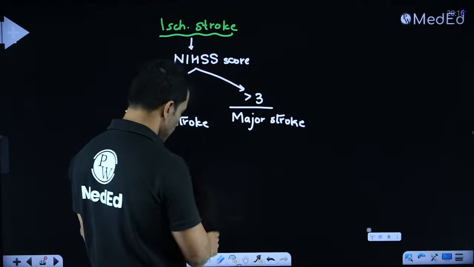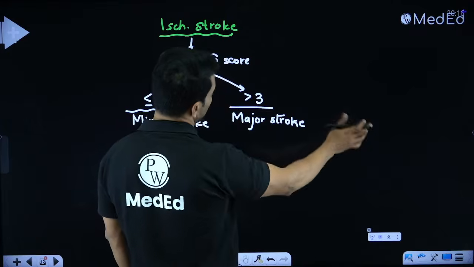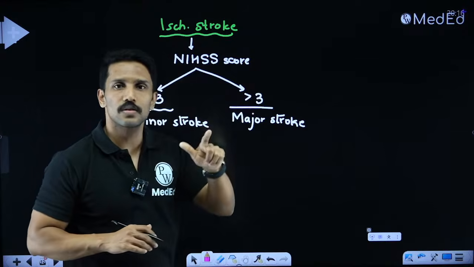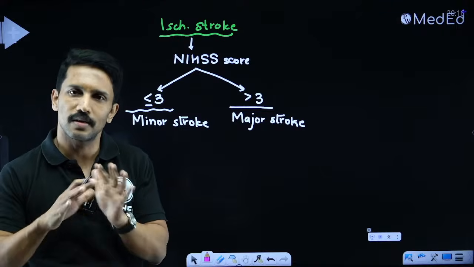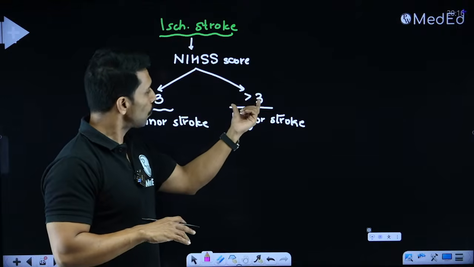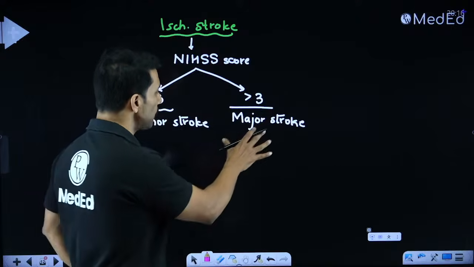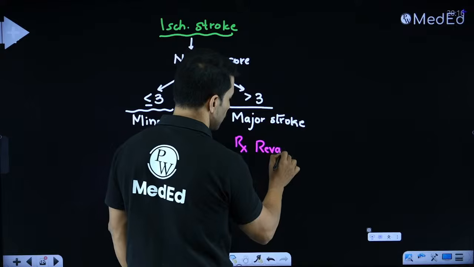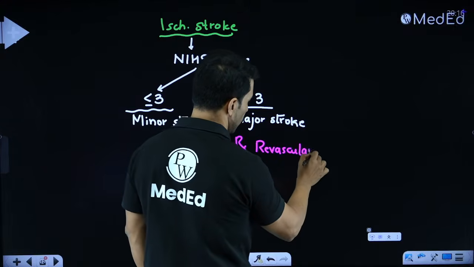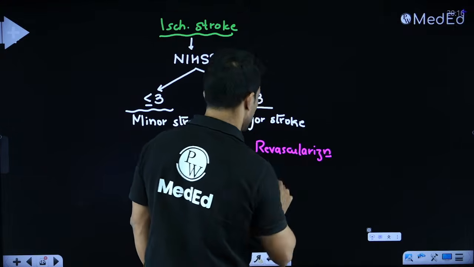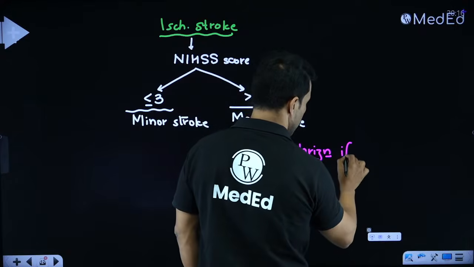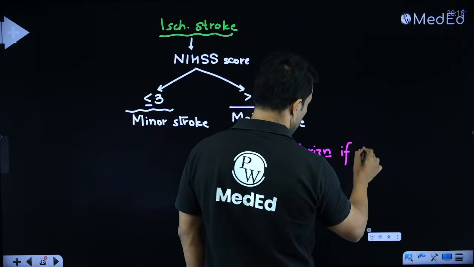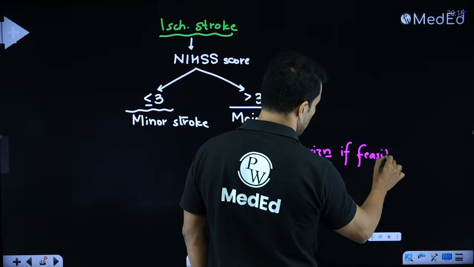The more disabled the patient is, it's a major stroke. Please remember, if you are seeing older editions of the textbooks, a score of more than or equal to 6 was major stroke, but in 2026 it is revised. Now a score of more than 3 is major stroke. If it is a major stroke, you have to treat them with revascularization, if indicated or if feasible.